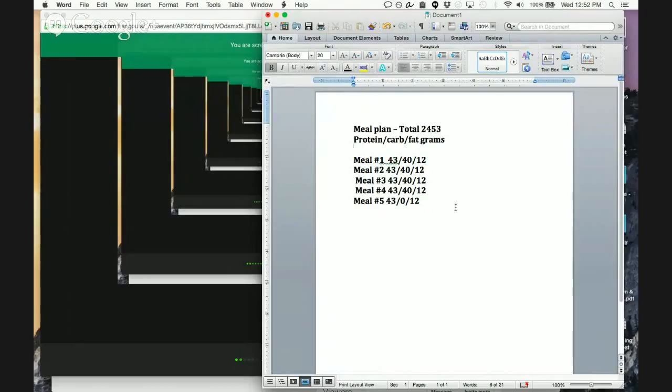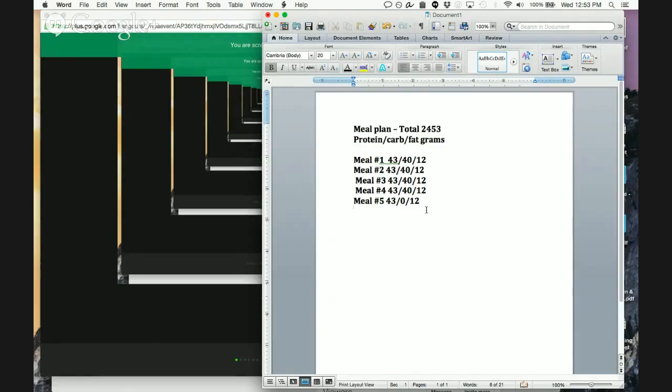Now, if you're on a 5 meal a day or 4 meal a day or 6 meal a day plan, depending on what we've got laid out for you, it is most optimal to stay at what you're currently doing. But if you do need to make adjustments, then this is how you will do it. So we've got 5 meals. We've got the proteins, carbs, and fats. It's laid out as 43 grams of protein per meal for 5 meals, 40 grams of carbs per meal for 4 meals, not having carbs the last meal, and then 12 grams of fat every meal.